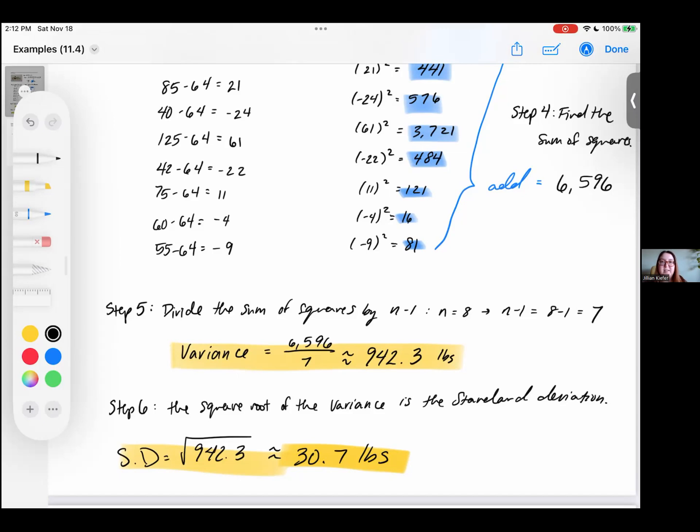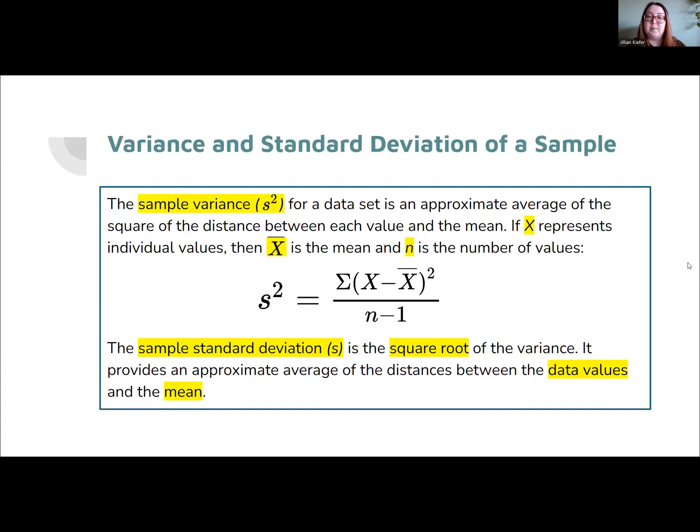So, all right, that tells us how to find variance and standard deviation. So let's go ahead and go back to our lecture. When talking about variance and standard deviation of a sample, we call that sample variance or sample standard deviation. This is typically written with an S squared for variance, S for standard deviation. We say the sample variance for a data set is an approximate average of the square of the distance between each value and the mean.